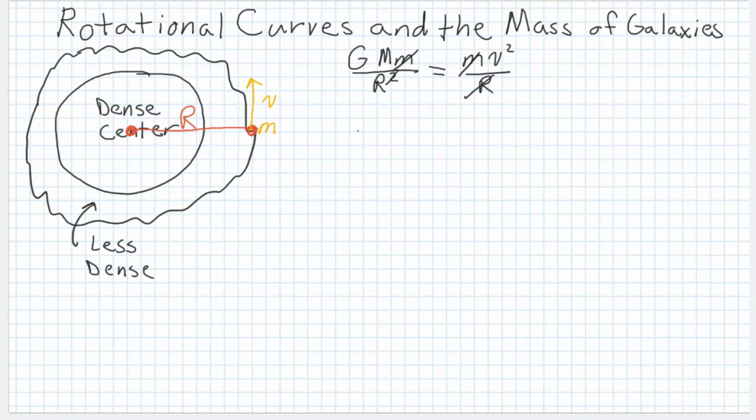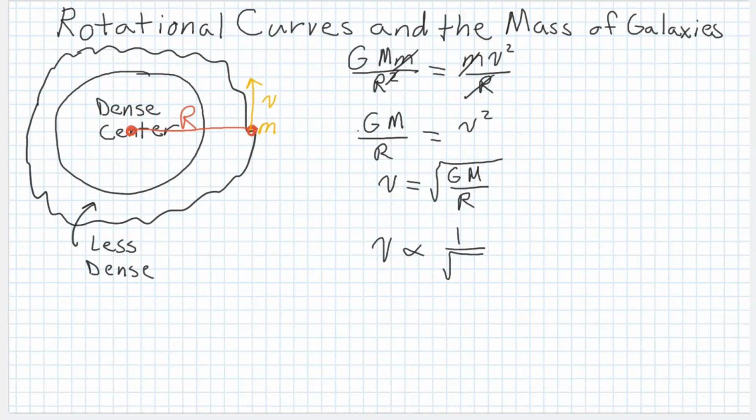We can see that the radius cancels out on the right-hand side and leaves us with radius by itself on the left-hand side, and also the mass of our star cancels out, giving us GM over r is equal to v squared. We solve for the speed of our star. We get that it's the square root of GM over r. So G being the gravitational constant, M being the mass of our galaxy, and r being our distance from the center of the galaxy. This means that the speed our star is rotating around the galaxy is proportional to 1 over the square root of its distance from the center of the galaxy.